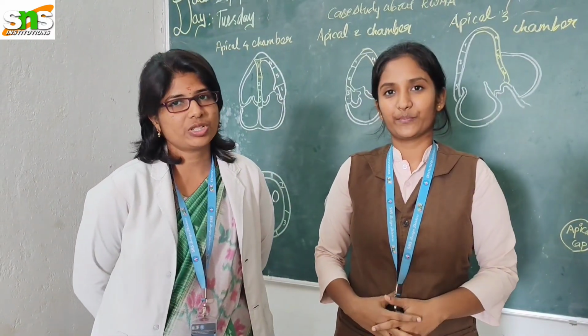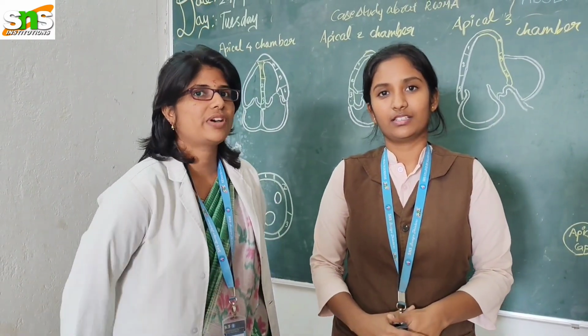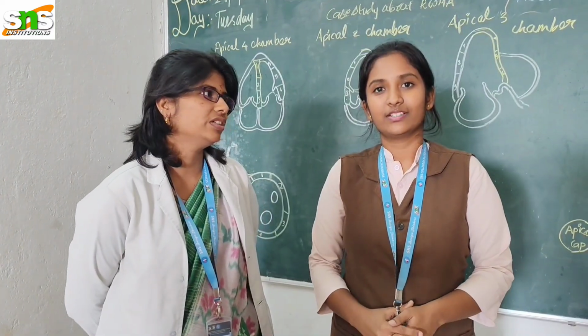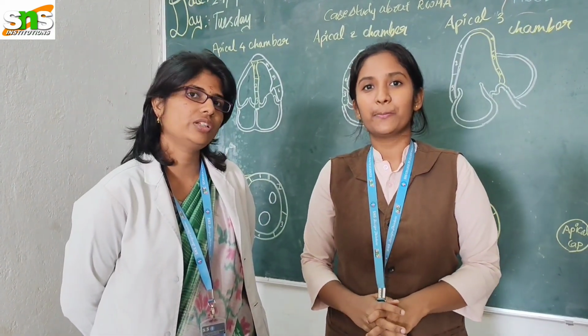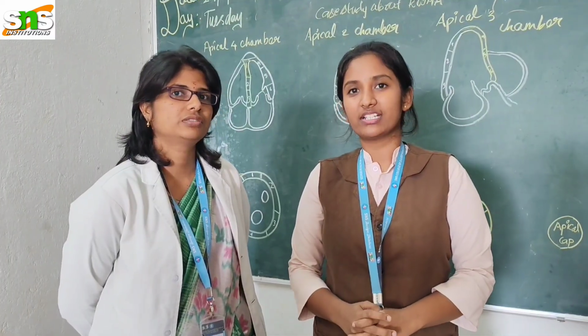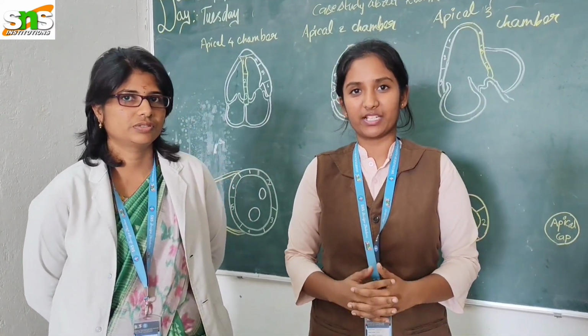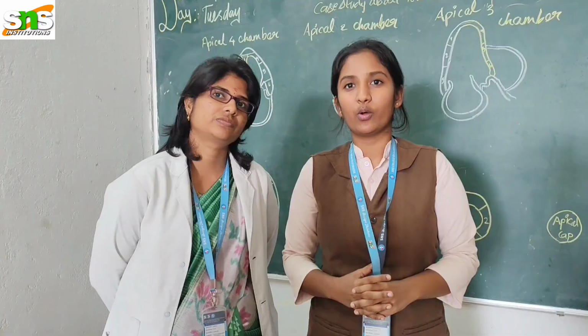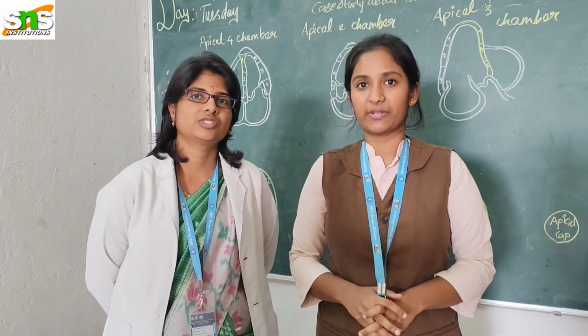So global LV systolic function is quantified using ejection fraction values. Here the normal EF is about 55 to 70%. Mild dysfunction is about 45 to 54%. Moderate dysfunction is about 30 to 44%. And severe dysfunction is less than 30%.